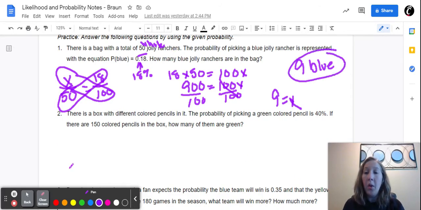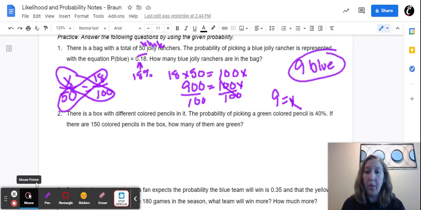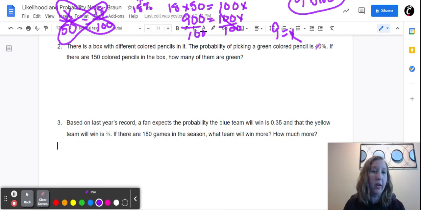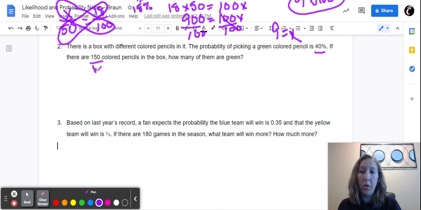Okay. We're going to take a look at number 2. There's a box with different colored pencils in it. The probability of picking a green colored pencil is 40%. So we are given our percent right here. If there are 150 colored pencils in the box, how many of them are green? So our 150 right here, that is our total, that is our whole. And they already tell us that we have 40% that are green.